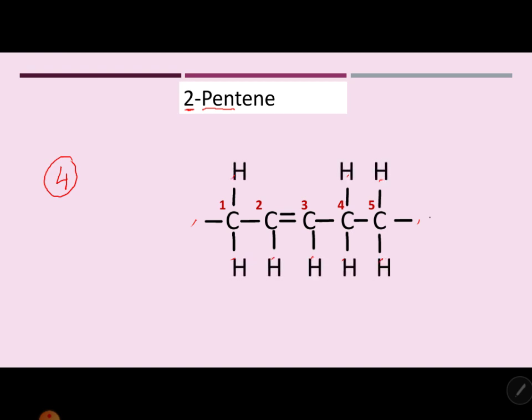There should be no bond without any atom attached to it. This is the structure of 2-pentene. By following these simple steps, you can easily draw the structure of any alkene.